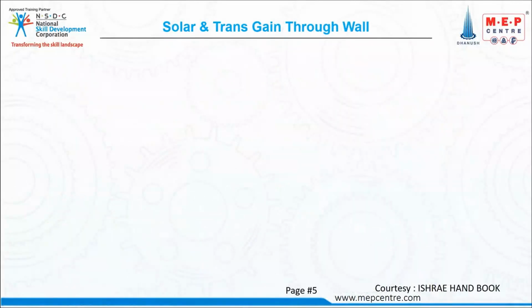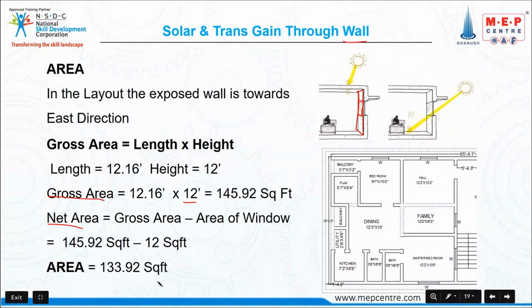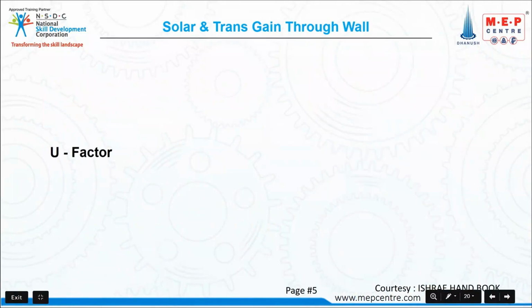Okay. So we have got the area. See, Q equals A into U into delta T. We have got the area; next we need to find U, the value of U.